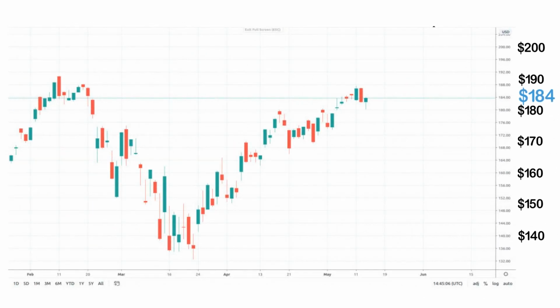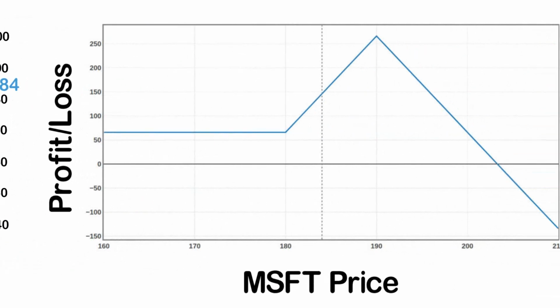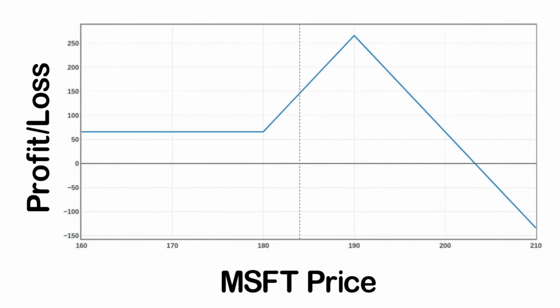Let's look at one last example before we move on. This time, you think Microsoft will stay below $200 over the next few weeks. But you aren't sure whether Microsoft's price might drop or not. Then this option strategy might be a good choice.